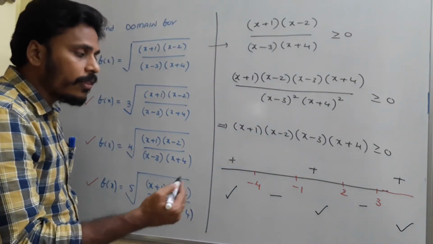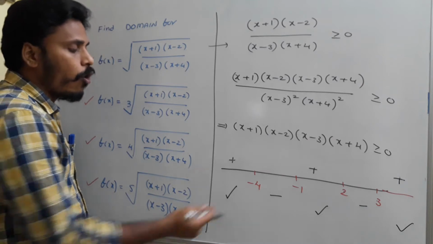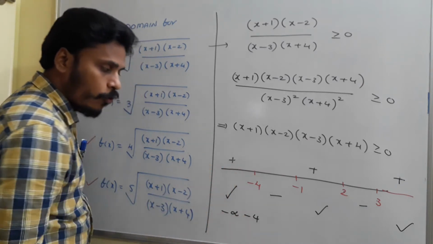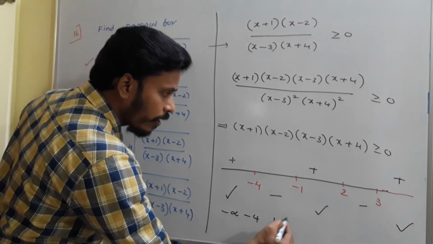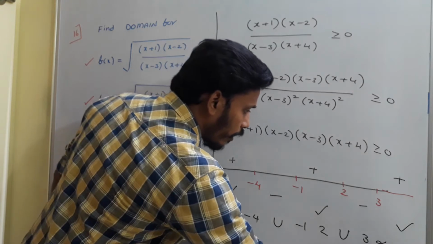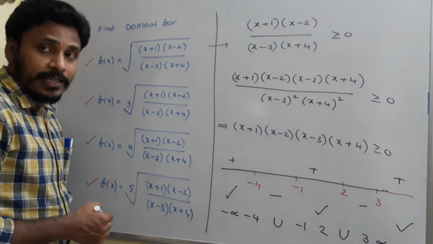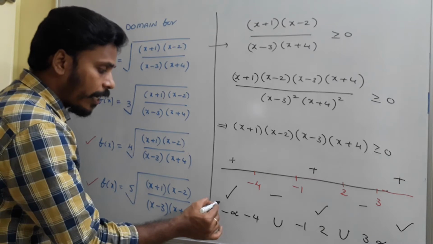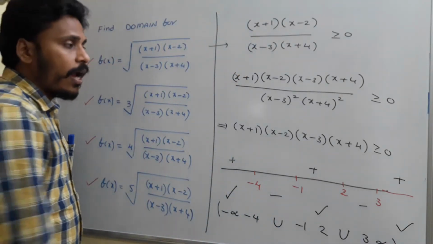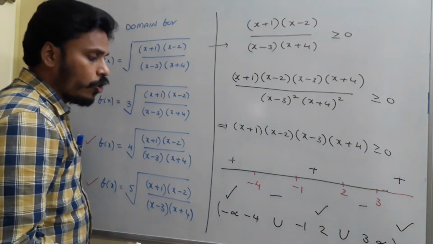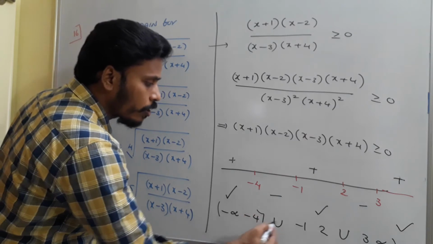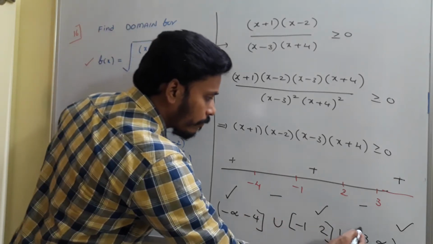If you express all these 3 regions in interval form, less than minus 4 is minus infinity to minus 4, union minus 1 to 2, union 3 to infinity, and then we need to use brackets, closed brackets or open brackets. At minus infinity open bracket, at infinity also open bracket, and now, since it is greater than or equal to 0, since the equality sign is there, we need to use closed brackets everywhere.